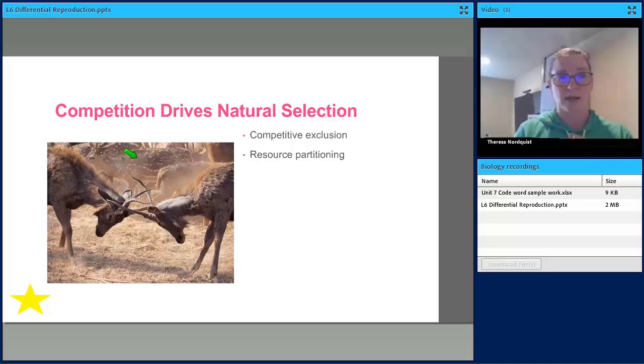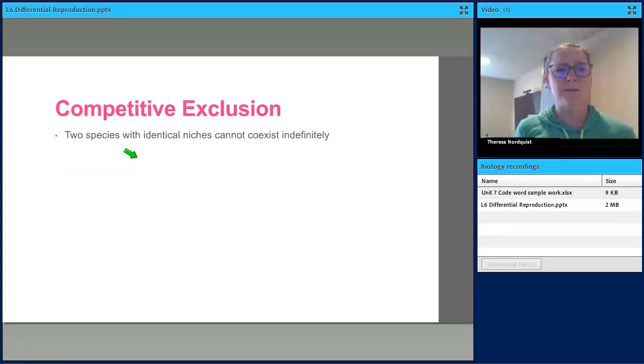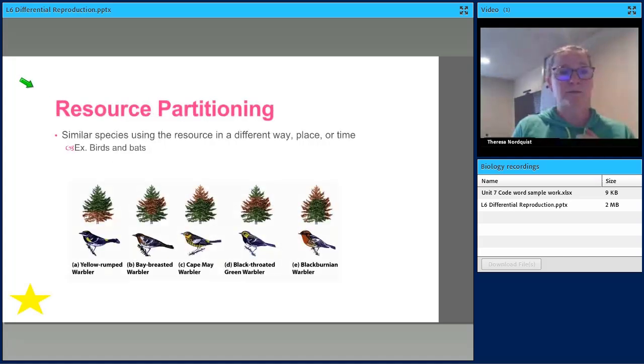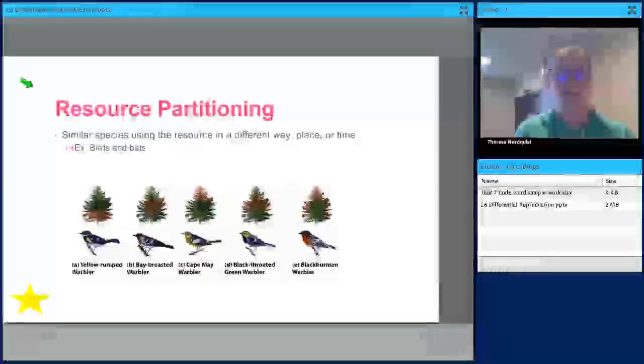With this idea that competition drives natural selection, competitive exclusion is the principle that two species with identical niches cannot coexist indefinitely. Two species that like the same habitat and the same food sources cannot be in the same place at the same time. Eventually one will outcompete the other. This competitive exclusion principle is what leads to resource partitioning, which we have talked about. Resource partitioning is when similar species use the resource in a different way, or a different place of the resource, or at a different time.